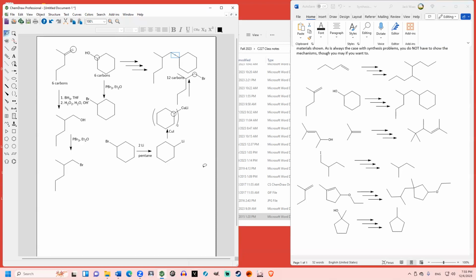Real quick, the second compound, the cyclohexane with the alcohol, what if that was a tertiary alcohol? What would you have used? I would have used HBr then to make the alkyl halide. Oh, okay, thank you. Yeah, tertiary alcohols, you're better off using the hydrogen halide.